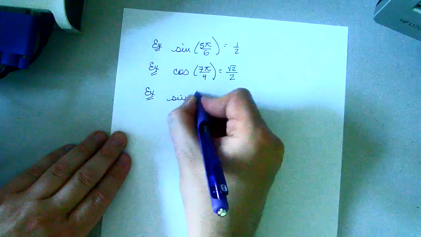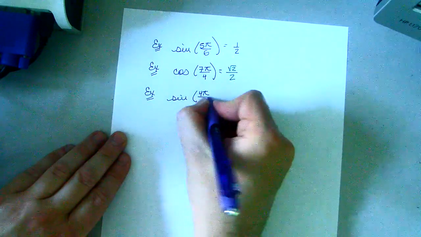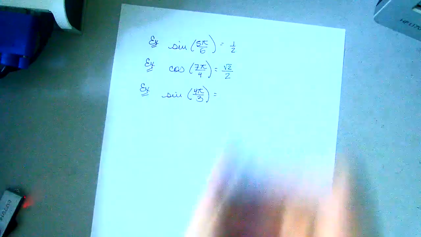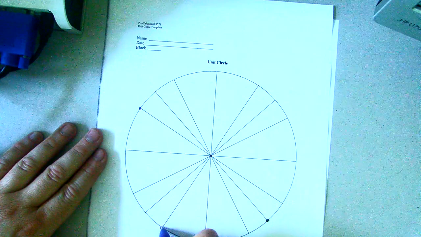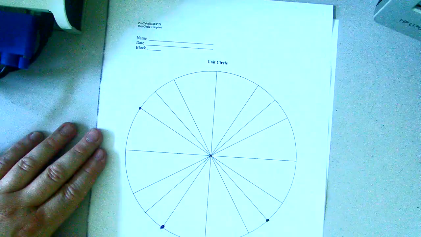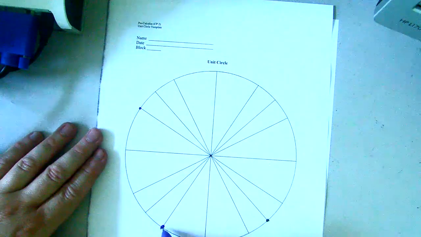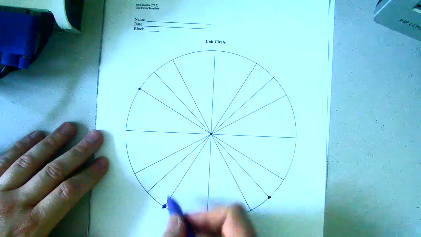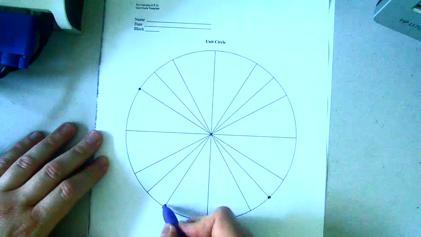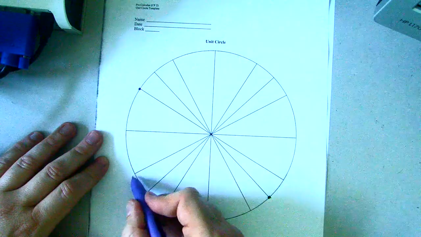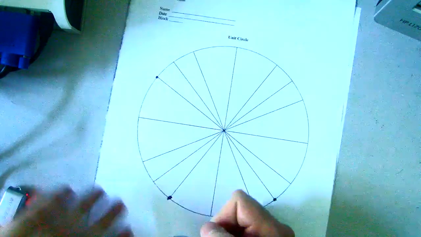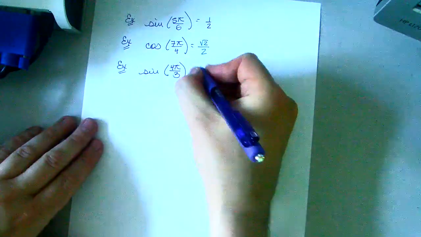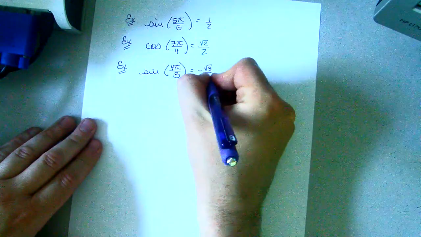The sine of 4 pi over 3. Okay, well, let's locate 4 pi over 3 around our unit circle. 4 pi over 3, that's down here. I want the sine, that's the y-coordinate of this point. Let's see. I think I'm going down the most I can go down, so negative 1/2, negative root 2 over 2. No, this one's going to be negative root 3 over 2. And the sine of 4 pi over 3 is negative root 3 over 2.